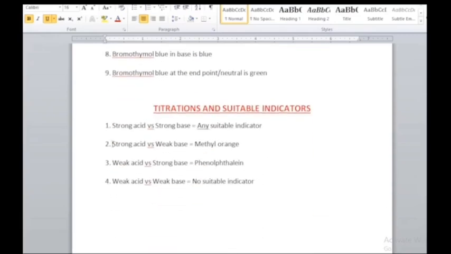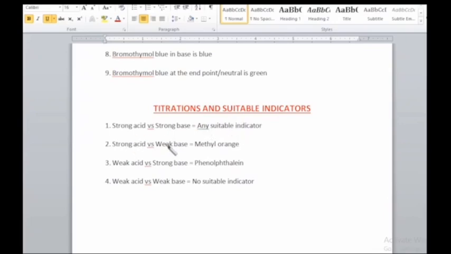And here I was talking about the types of titration and the different types of indicators that could be used for them. So if you look at this one now, for strong acid versus strong base, any indicator can be used for such a reaction. Be it methyl orange, methyl red, phenolphthalein, bromothymol blue, any indicator at all can be used for this type of reaction.